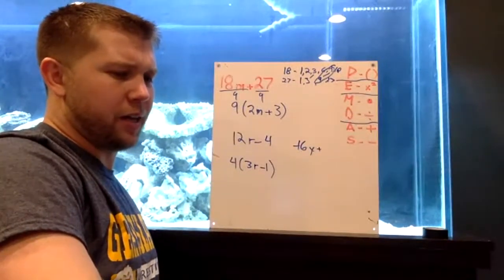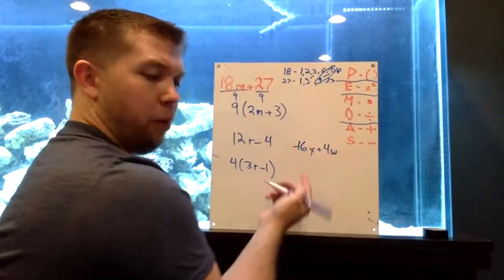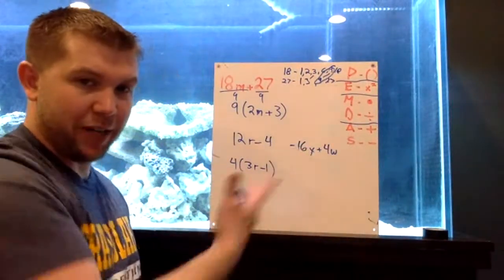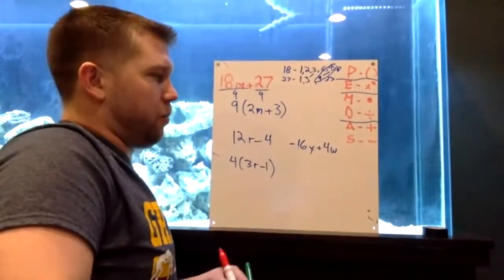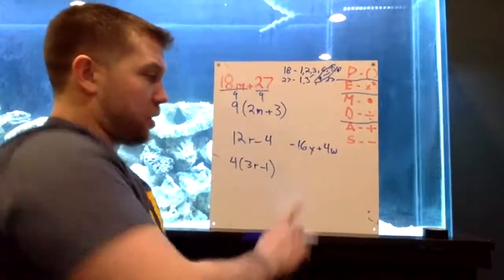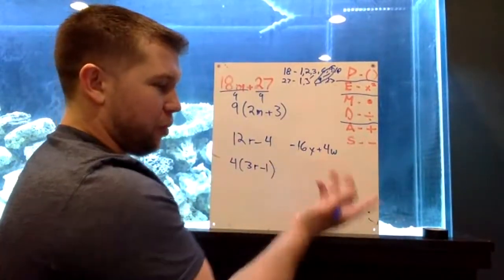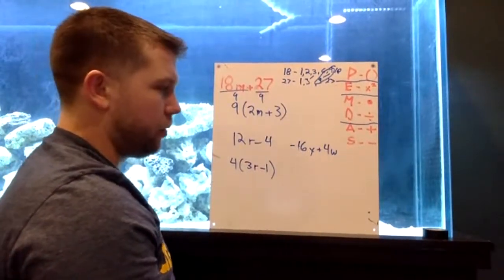Okay, anyway, a negative 16y plus 4w, okay? Now here's the deal. They both have a variable, but they're different variables, okay? So if they're different variables, I can't detach them or combine them. And again, don't forget the numbers in front are what we call a coefficient, okay? So I can't remove any of these from the coefficient, and I can't combine these, so I have to deal with them separately still, okay?